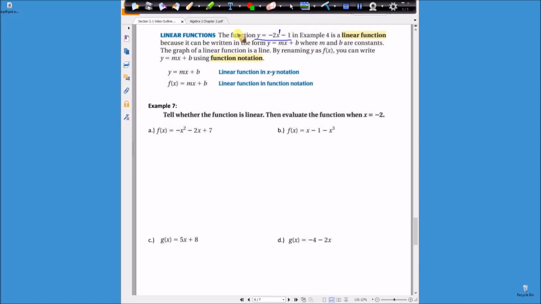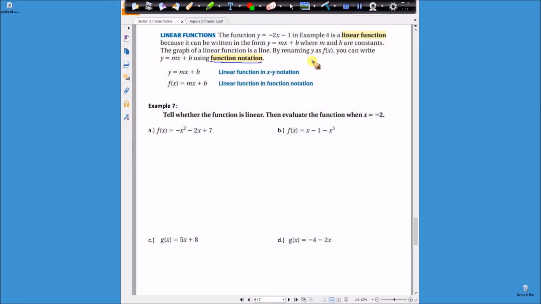In any case, so this is a linear function, okay, because it can be written in this form, where m and b are constants, in other words, numbers. The graph of these functions are all lines. It's a simple way to remember that. Okay. Also, the other big thing here that you need to note is function notation. We're going to deal with this more and more.